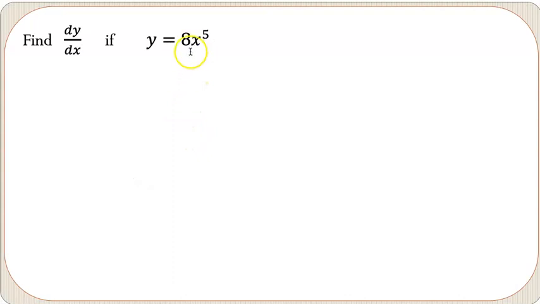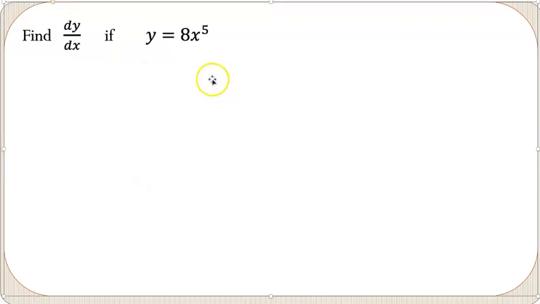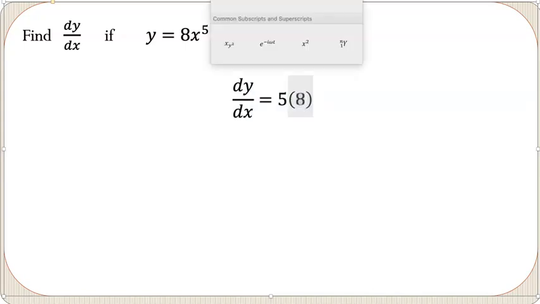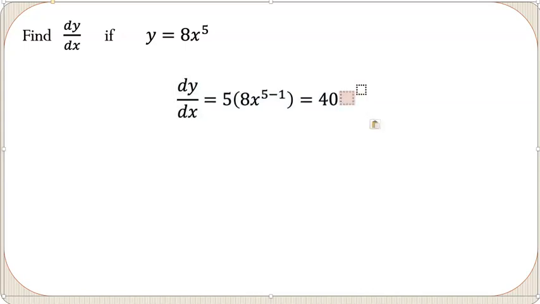Here, y equals 8x to the 5th power. We're going to say dy over dx is equal to, so again, bring the power down, 5. And we're going to use that power to multiply by everything else. So in the bracket we have 8x to the power 5 minus 1. That gives us 5 times 8, 40. And it's x to the power 4.